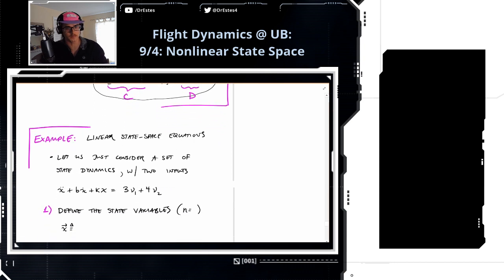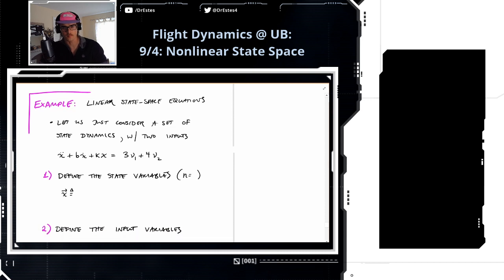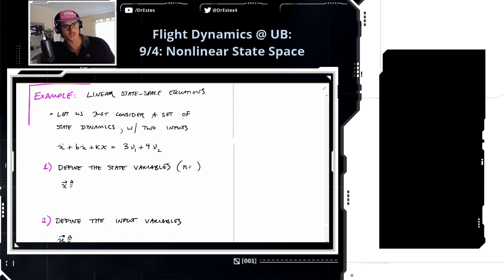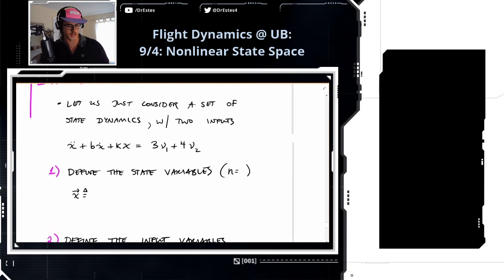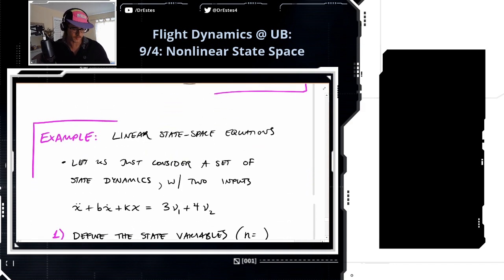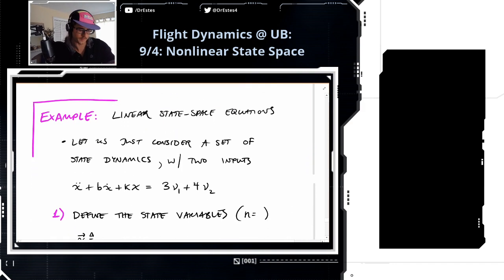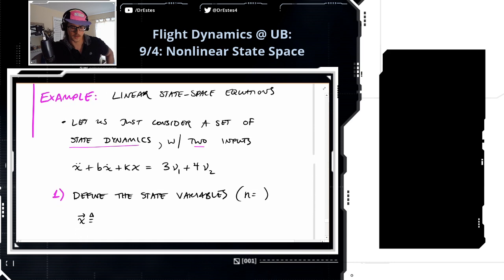Okay, this one's going to be linear. And in this case, we won't have output equations. We're just going to have the state equation because I didn't define outputs in this case. So these are our state dynamics. They're second order, and I have 2 inputs, so that's a little different. My inputs are nu 1 and nu 2. Those aren't V's, those are the Greek letter nu.